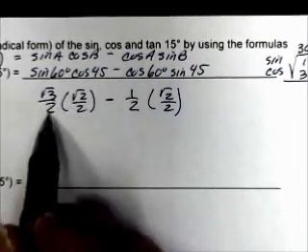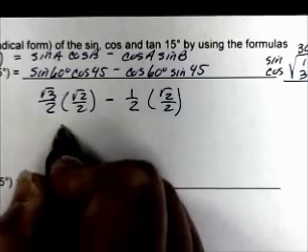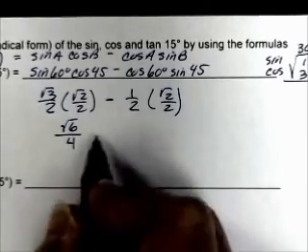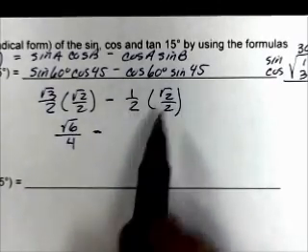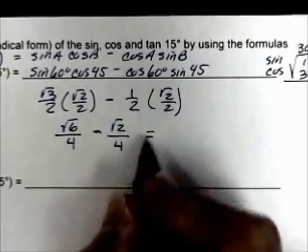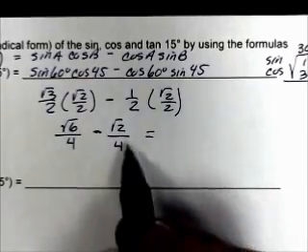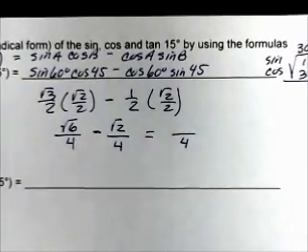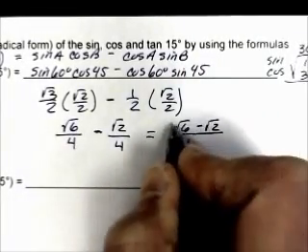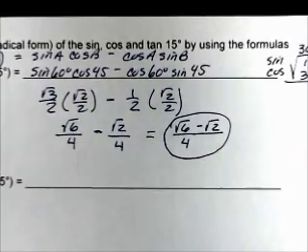Okay, square root of 3 over 2 times square root of 2 over 2 is square root of 6 over 4, right? We're multiplying. Minus 1 times the square root of 2 is the square root of 2. 2 times 2 is 4. Same denominators. Copy the denominator of 4. And the square root of 6 minus the square root of 2 is just that. That's our answer.